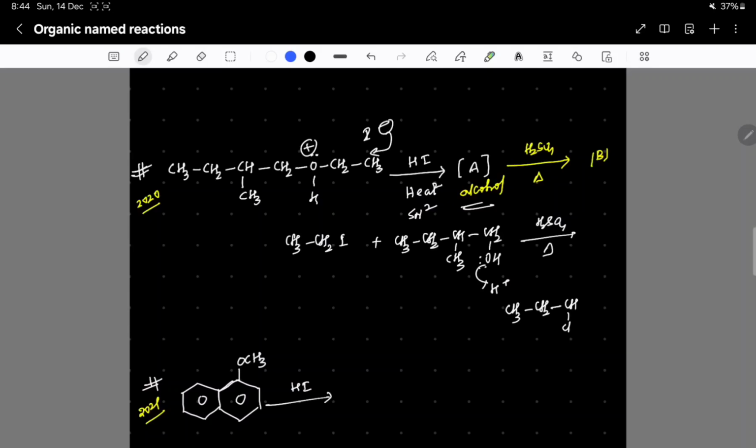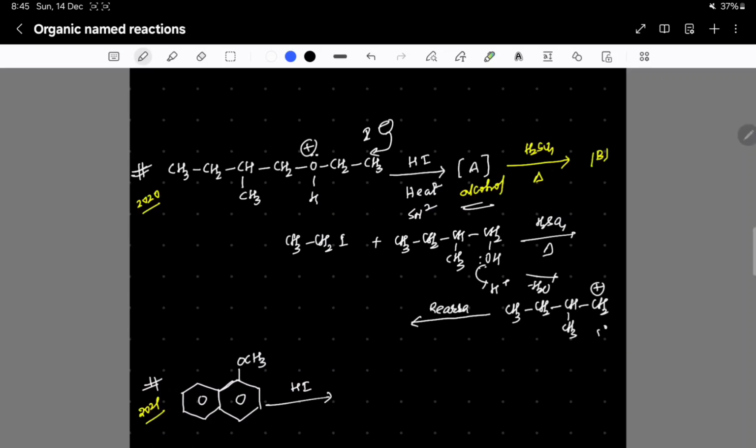Now this will be CH3. You will get a CH2 plus because of loss of a water molecule. We are getting a 1 degree carbocation, students. That is not stable. If a 1 degree carbocation forms, then we will do the rearrangement, students.